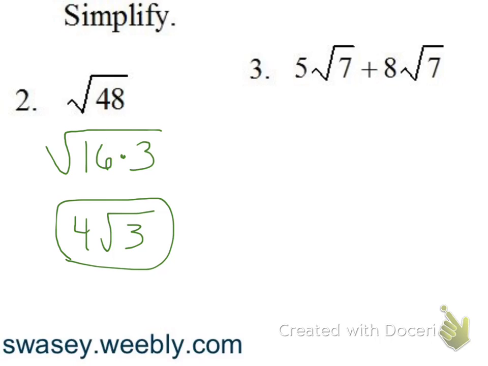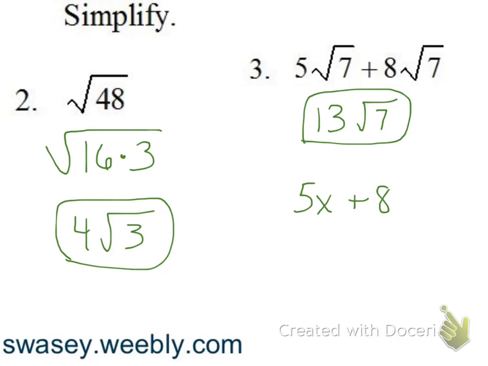Number 3, we're adding like radicals, so 5 square root 7 plus 8 square root 7 is 13 square root 7. It's the same idea as like terms, like 5x plus 8x is 13x. Same idea.